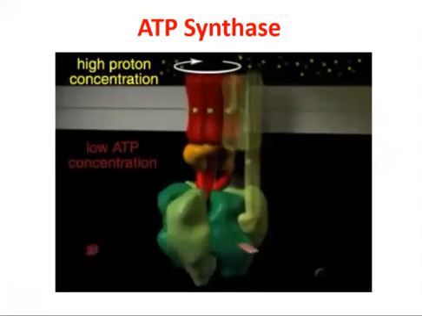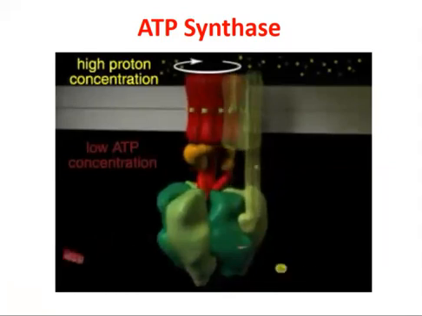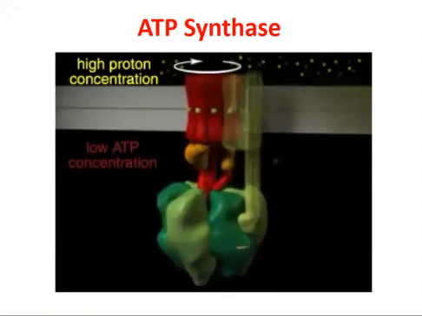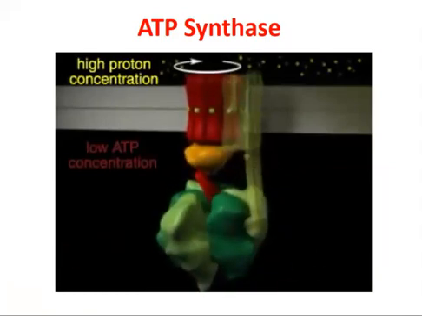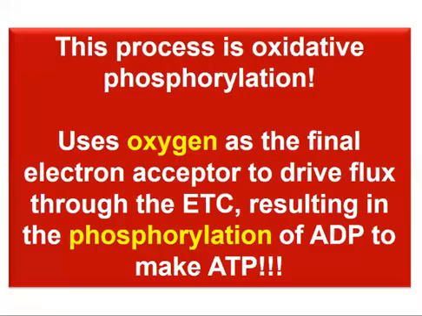So this animation, this video, is just to represent what we just talked about. So we have a high proton concentration on one side of the membrane and a low ATP concentration. And this is the ATP synthase functioning. So the entire process is called oxidative phosphorylation, where we were using oxygen, we were oxidizing the electron transport chain, therefore phosphorylating ADP to produce ATP.